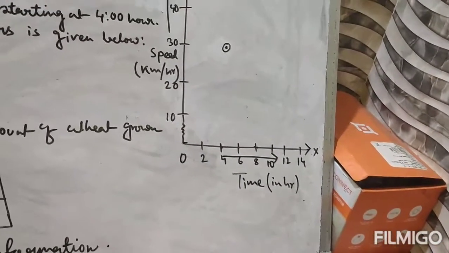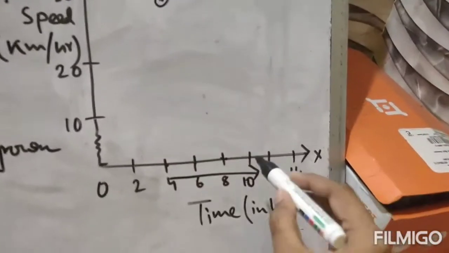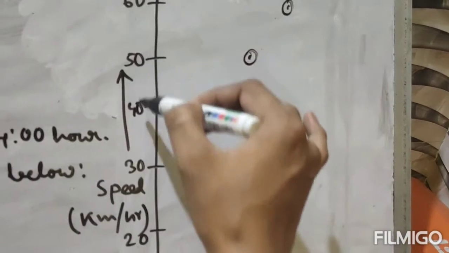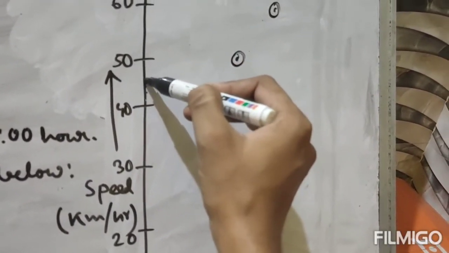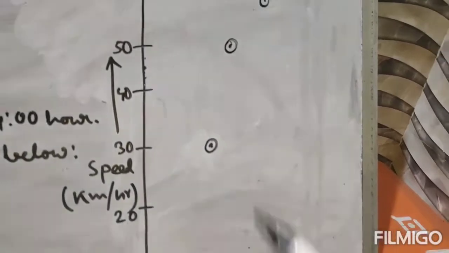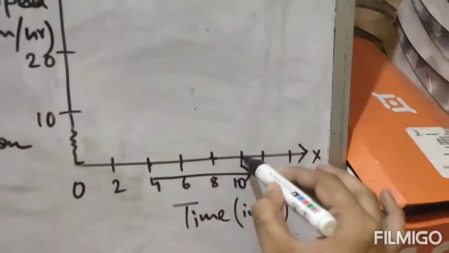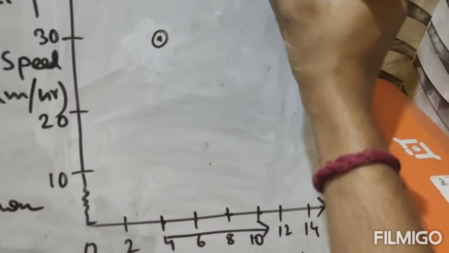In 10 hours its speed is 45 km per hour. So 10 hours is here, and 45 is between 40 and 50, because it is 41, 42, 43, 44, 45 like this. That means 10 is here, so it will be somewhat in this position.